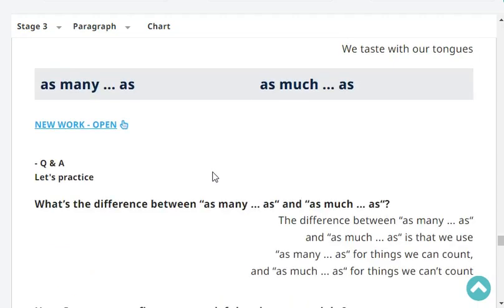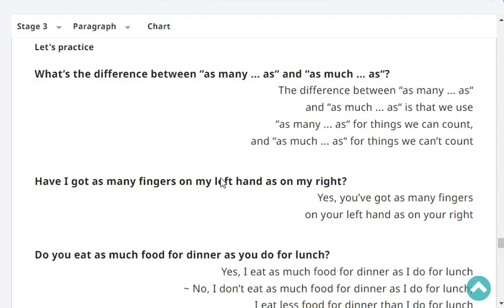What's the difference between as many as and as much as? The difference between as many as and as much as is that we use as many as for things we can count and as much as for things we can't count. Very good.